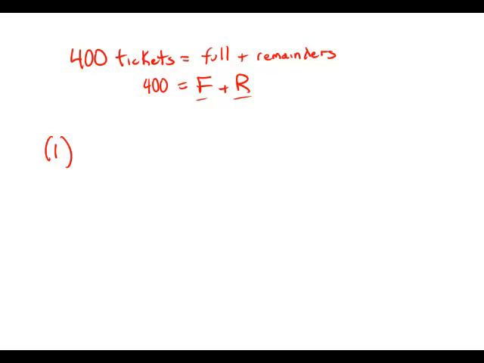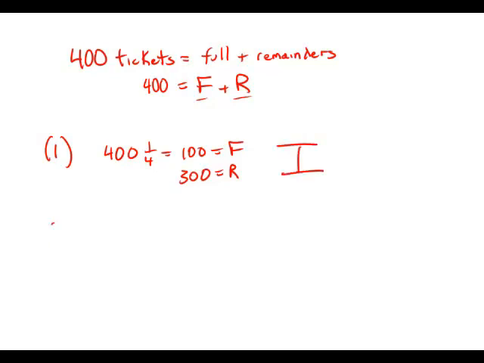Statement number 1 tells us that the number of tickets sold at full price was a quarter of the number of the tickets sold. So, of all tickets sold, 400, 1/4 of that, in other words, 100, was F. So that statement tells us that the full price tickets are 100, so there must have been 300 remainders. Well, that is a crucial piece of information, but here we have no price information whatsoever, so we can't figure out the revenue. So while this is useful, it's not sufficient in and of itself. So statement number 1 is insufficient.